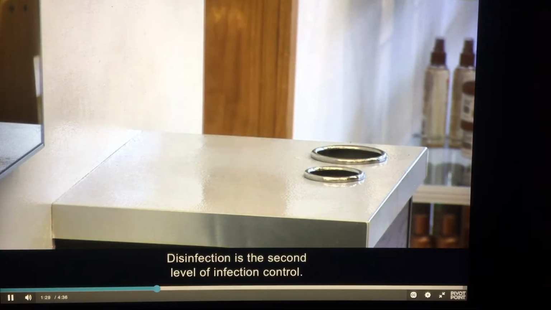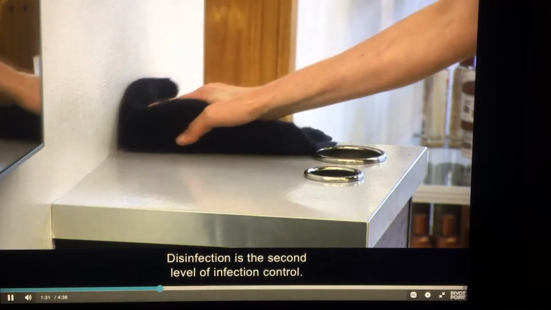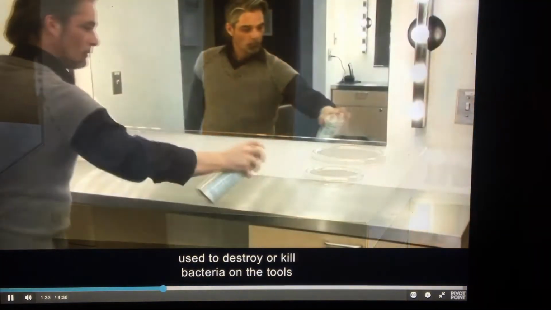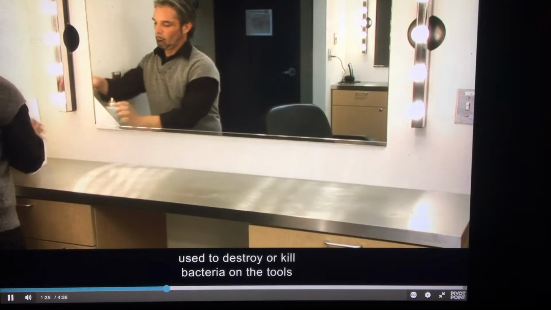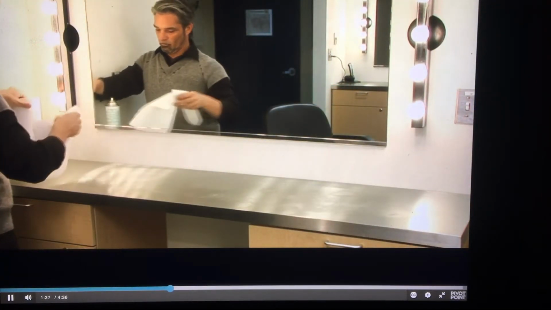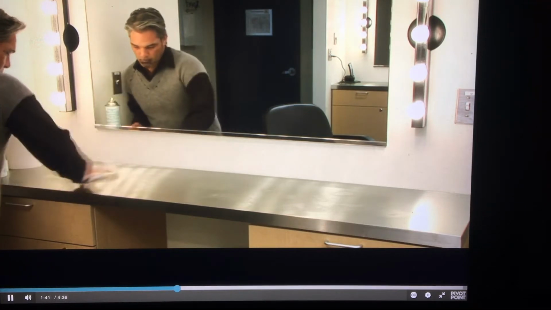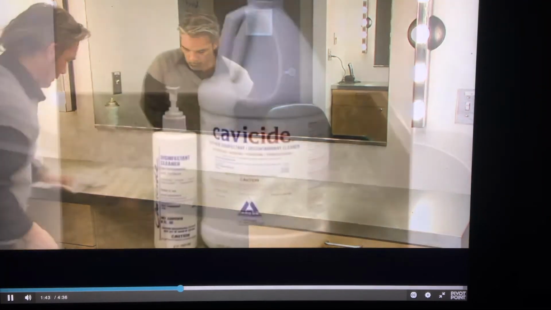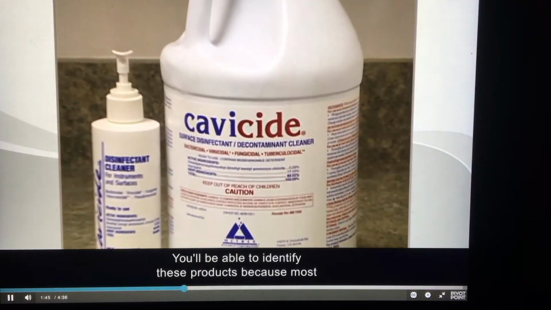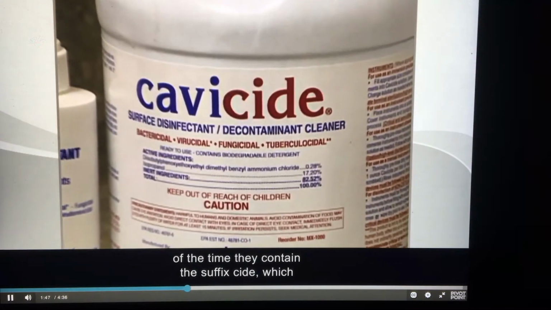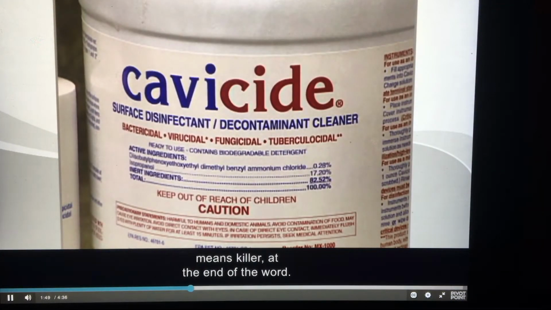Disinfection is the second level of infection control. Disinfectants are chemical products used to destroy or kill bacteria on the tools and implements used by cosmetologists. You'll be able to identify these products because most of the time they contain the suffix "-side", which means killer, at the end of the word.